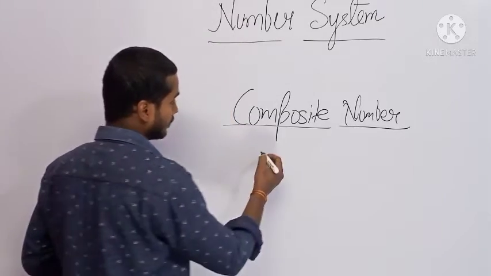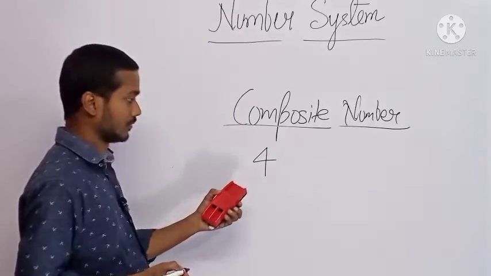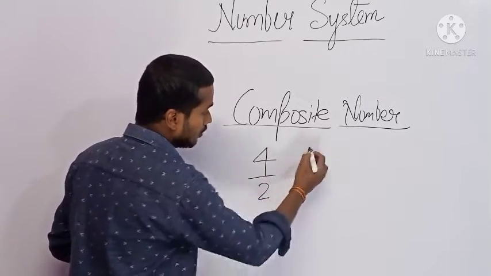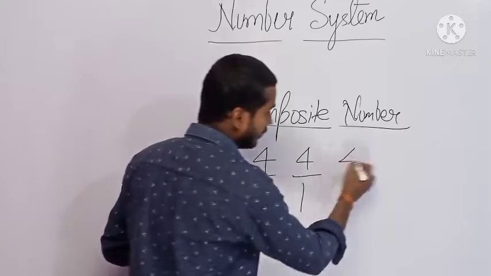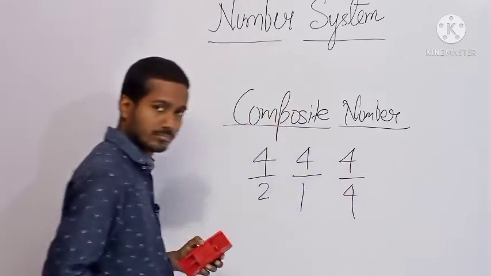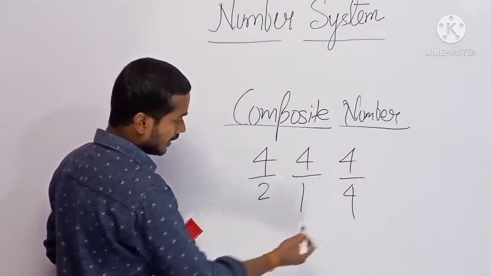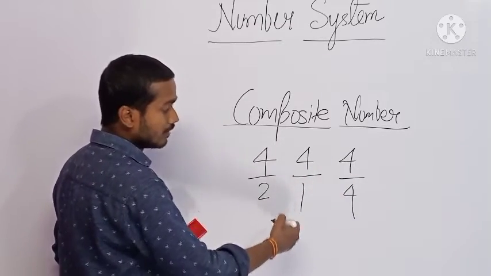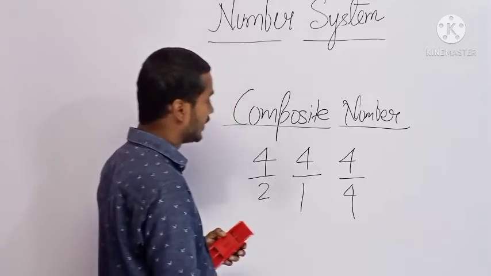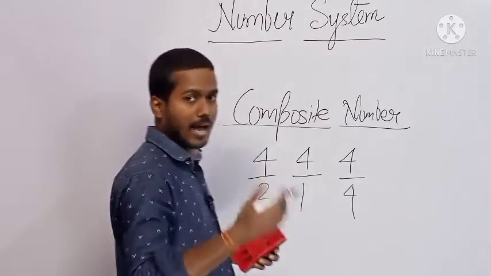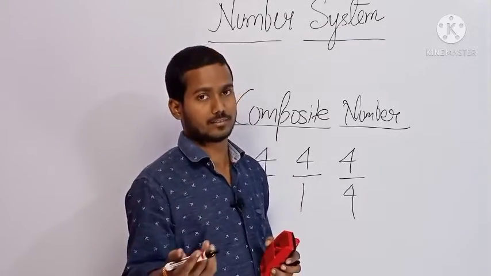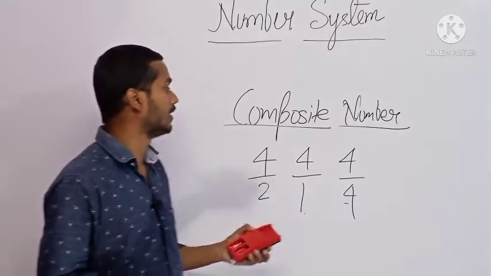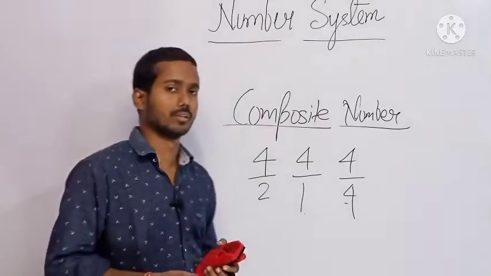By an example, let's take 4. Check, 4 is divisible by 2, 4 is also divisible by 1, and 4 is also divisible by 4. So here you can say that this number 4 is divisible by more than 2 numbers, or you can say this number 4 has more than 2 factors, right? 2, 1 and 4, 3 factors are here. That's why this is a composite number.